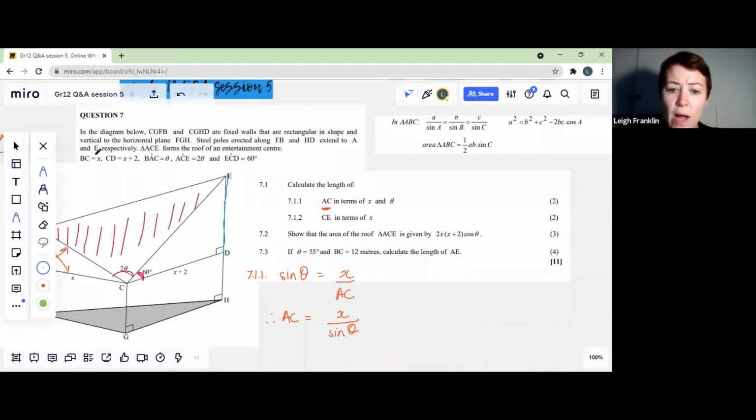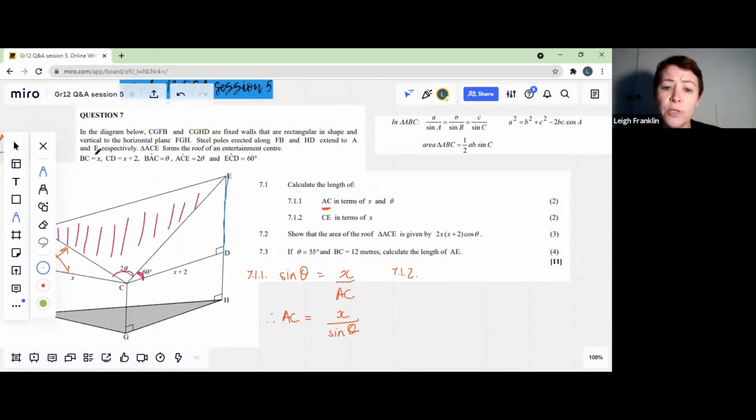Sure, you understand why I've been able to interchange AC and sine theta. That's not a problem for anybody. Okay, I'll take that as a yes. All right, question 7.1.2. Please, if there's anything that I say at any point that doesn't make sense to you or you want to know why I've written it that way, please do ask, okay?